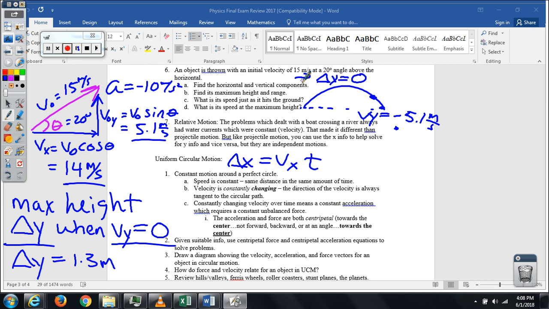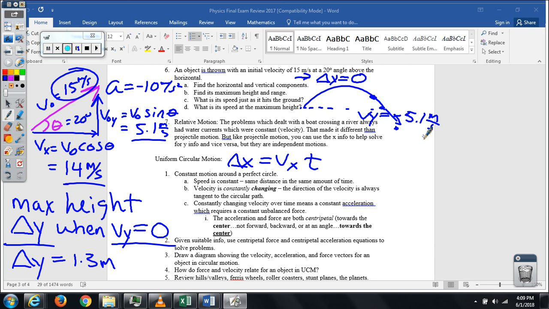So the speed just before it hits the ground should be identical. It should be 15 meters per second, because the fact that this is negative here implies that it's coming back down. But when I use Pythag to combine this 5.1 back with the 14, the negative 5.1 gets squared, and so it becomes positive, and so you don't have to worry about the fact that it's negative coming back down. The speed is one of those scalar quantities that isn't negative. You don't have any negative numbers on your speedometer.